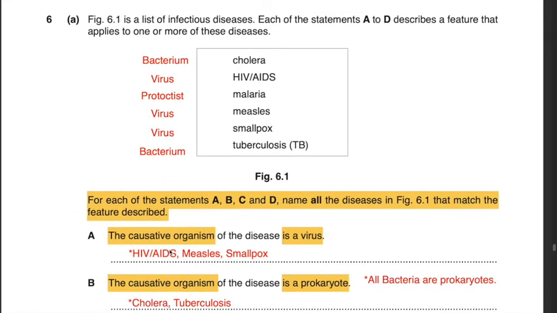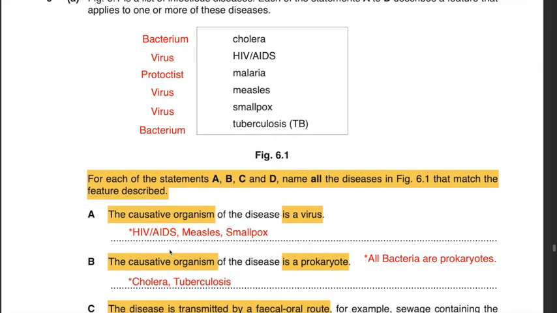Question 6. Part A. Figure 6.1 is a list of infectious diseases. Each of the statements A to D describes a feature that applies to one or more of these diseases. So the figure given over here has cholera, HIV/AIDS, malaria, measles, smallpox, and tuberculosis, and I have marked towards the side what is the causative organism of each disease. So let's look at the question.